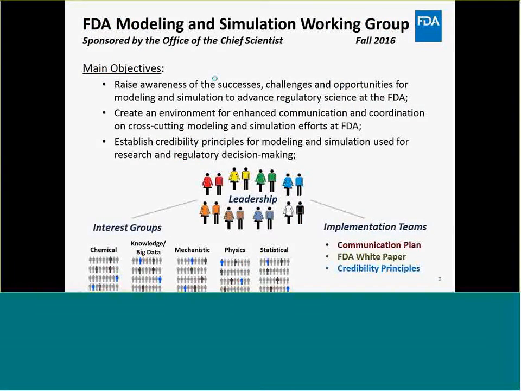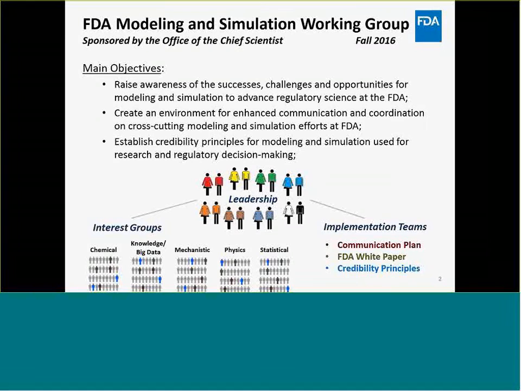So the modeling and simulation working group, a couple colleagues of mine and I, we started this last year. We actually created a survey that we sent out FDA-wide. We were surprised to get 400 responses from scientists at FDA that said they had expertise in modeling and simulation or were interested in collaborating with people on modeling and simulation. Because of that very broad interest and also the broad expertise from those groups, we decided that it was worth putting together an FDA-wide working group on modeling and simulation.